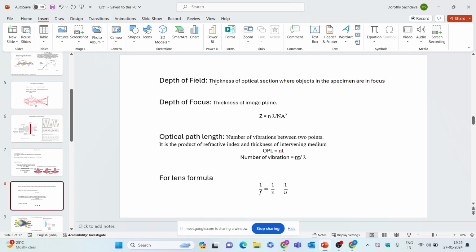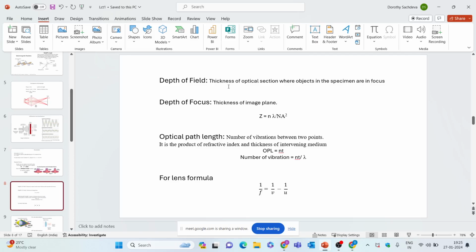Yeah. So depth of field is related to the object, and depth of focus is related to the image plane. Some places might use these two interchangeably, but you should remember that depth of field is the thickness of the optical section where the objects in the specimen are in focus. When the object is in focus, then only our image will be in focus.